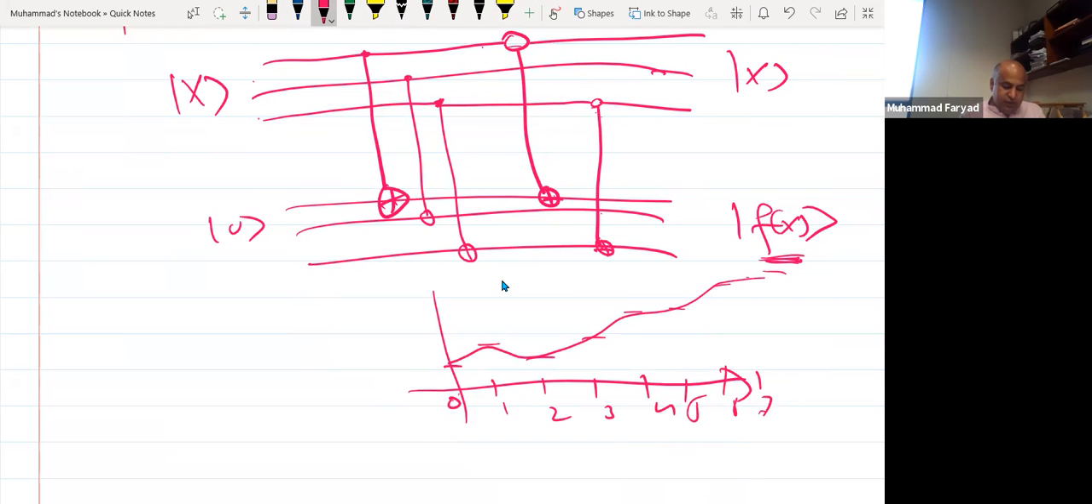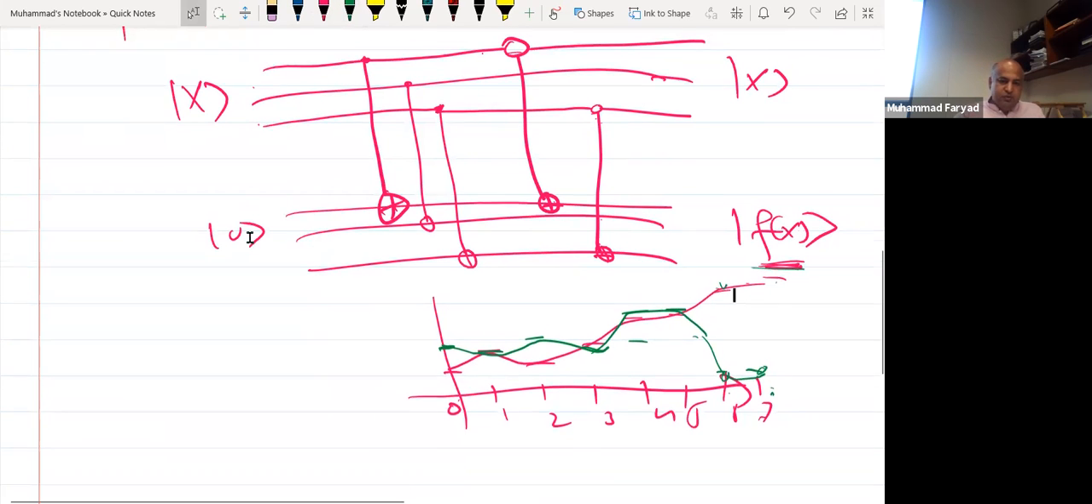But now, for example, the input is this and this, and maybe this and this, this, this and this. So maybe for the second case the function is like this, but it still has the same output for the same two inputs that it had before. The only difference is that the value of f of x is different.